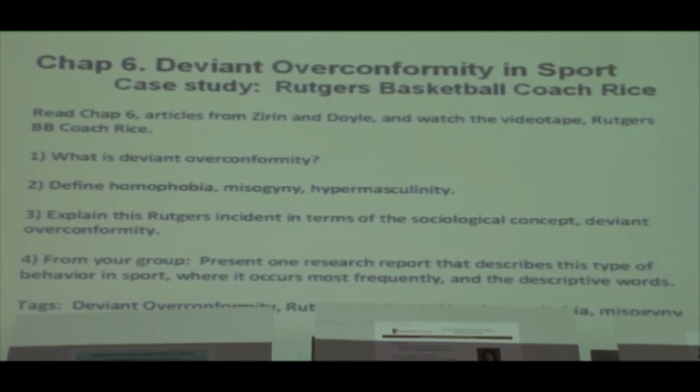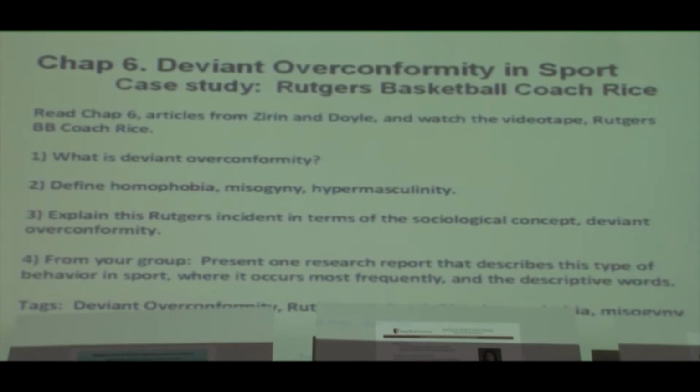And so I would give the overview, and this is, once again, what I put right into the textbook, these notes. What is deviant over conformity? Define homophobia, misogyny, and hypermasculinity. Explain the Rutgers incident in terms of the sociological concept, deviant over conformity. And from your group, and also the other thing that I do in my classes is I have groups.